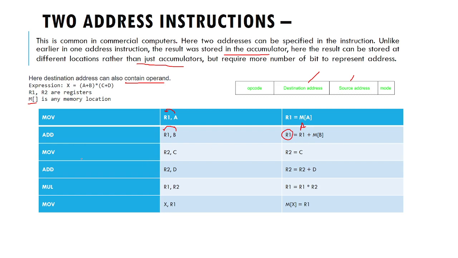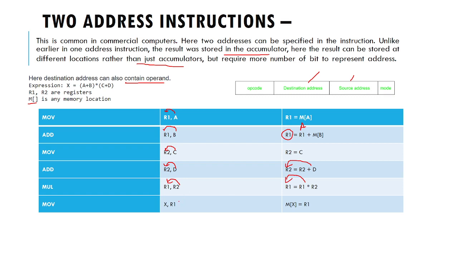We are performing a move operation. Move C to R2. Similarly, the C operand is assigned to the R2 register, then D is added. This is the add operation. So R2 plus D, and the result will be stored inside the R2 register. Next, multiplication R1 into R2. R1 contains the result of A plus B, R2 contains the result of C plus D. Then this multiplication result will be assigned to R1 only.